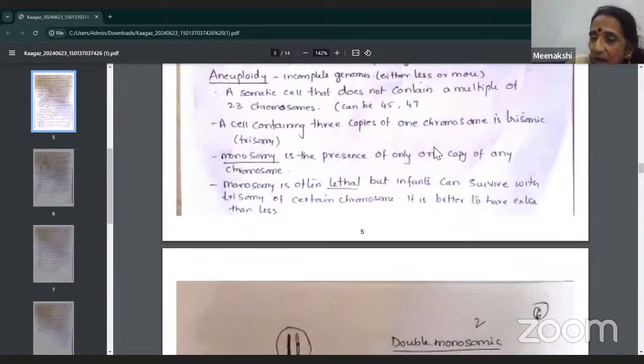Monosomy is the presence of only one copy of any chromosome. Generally, monosomy is considered lethal because there is only one, with no homologous pair. The infant can survive for some time, but cannot survive for a longer period, and it is lethal because the chromosome is totally not there. Therefore, it becomes quite lethal for these individuals. 1 minute.